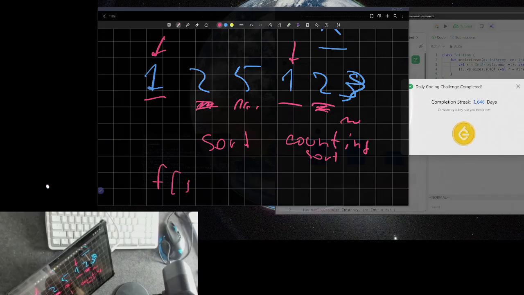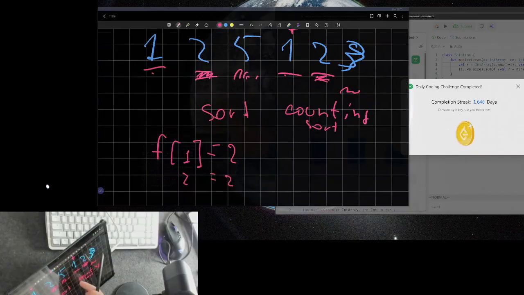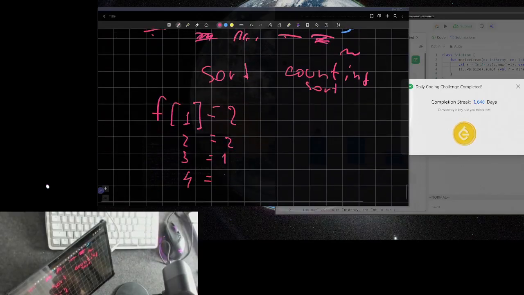So the frequency of 1 would be 2, because we have 2 ones. Then for the 2 it would also be 2. For the 3 it would be 1. For 0 and 5 it is 1. And then we iterate from the lowest price.